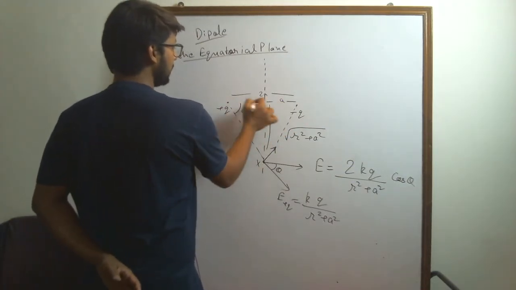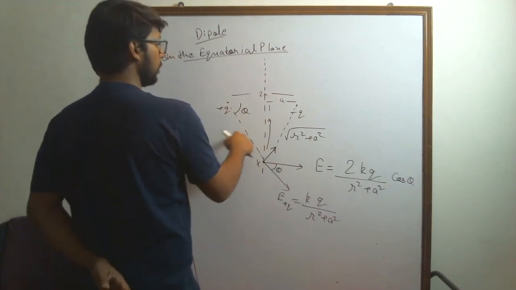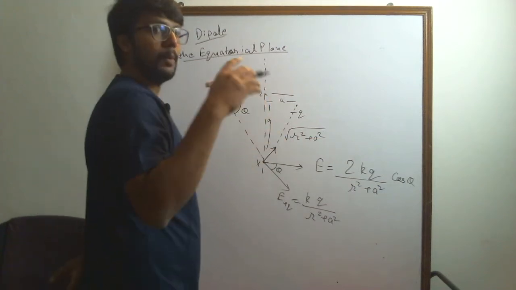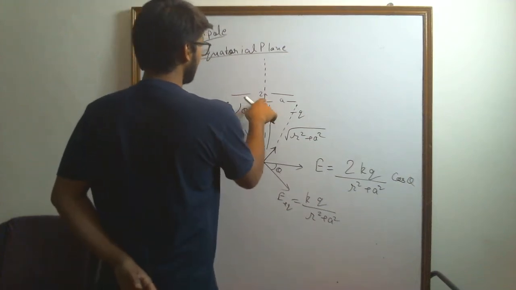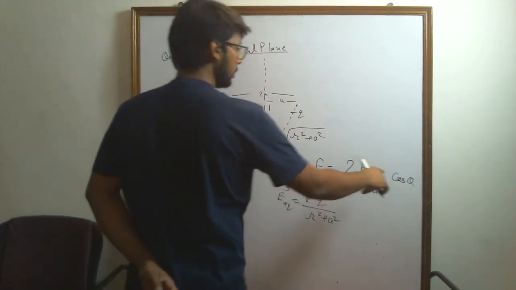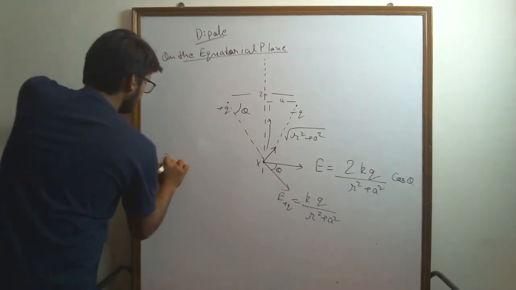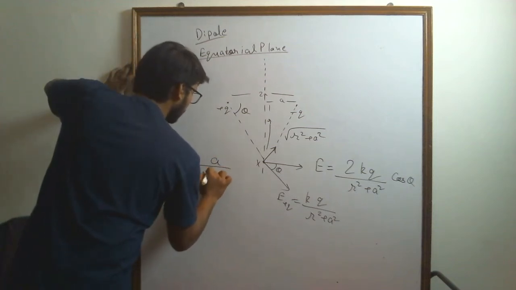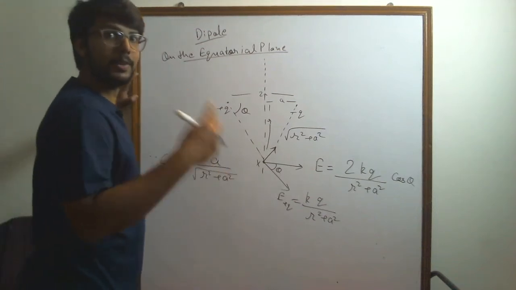In this triangle, this is A, this is R, this is root of R square plus A square, and this is R, right? So cos theta is simply the base upon hypotenuse. The base here is A, and the hypotenuse is the root of this. So my cos theta will come out as A upon root of R square plus A square. This is the definition of cos theta.